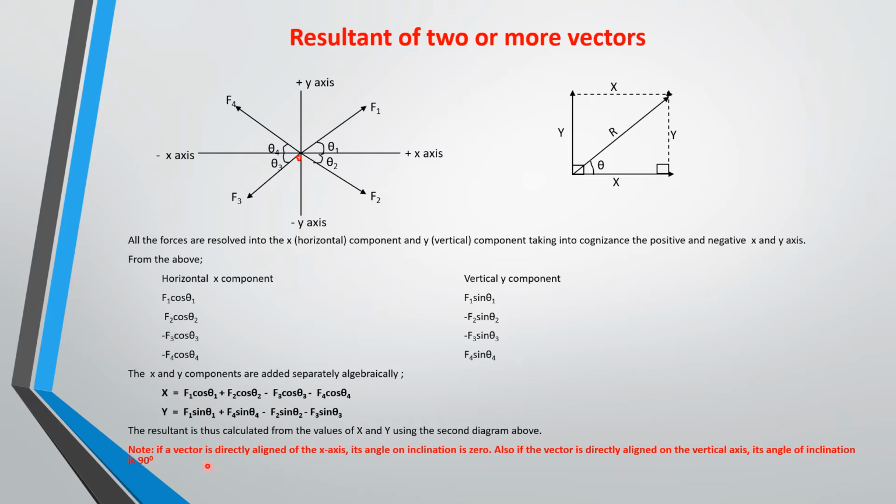I also want you to note that if a vector is on the horizontal axis, then its angle of inclination is 0 degrees. If it is on the vertical axis, the angle is 90 degrees. So it depends on the alignment or angle of inclination of that particular vector.